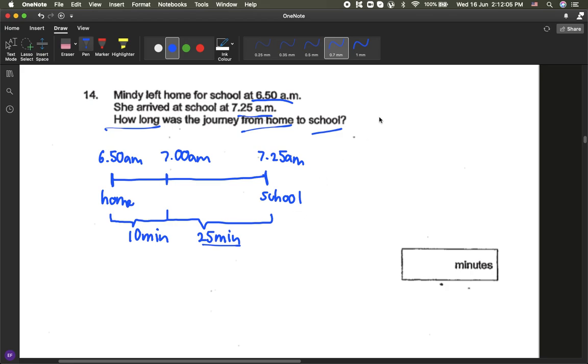And to find the total time that Mindy took to reach school from home, we just need to add these two times together. So we have 25 minutes plus 10 minutes, and we get 35 minutes. So Mindy took a total of 35 minutes from home to school.